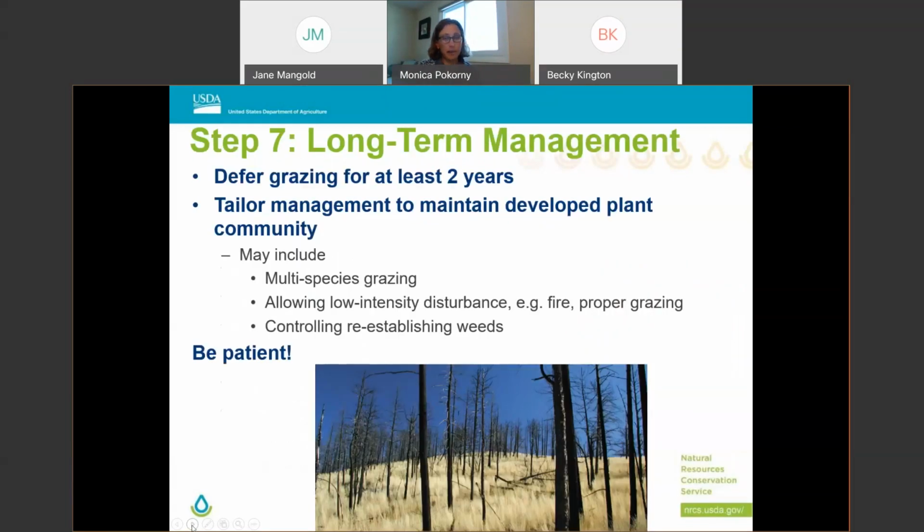And the final step in our revegetation process then is to make sure we have long-term management on the site. If you're reseeding, we would suggest deferring your grazing for about 2 years to make sure your seedlings are established, they have good roots down before you're introducing grazing to the site. Also make sure you tailor your management to account for the developing plant community. So if you're grazing the site, maybe use multi-species grazing or low intensity disturbance. And also just continue to keep addressing the weeds that might be reestablishing on the site.